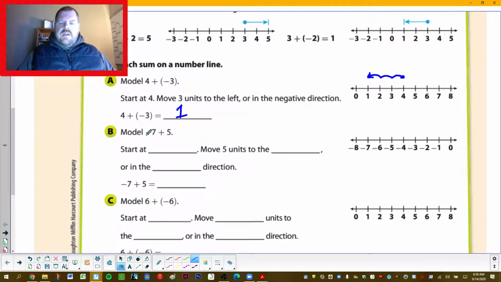If I want to look at negative 7 plus 5, I would do the same thing as before. I would start at negative 7, and I would move 5 units. Since positives are to the right, I'm going to move 5 units to the right, which is the positive direction. So I'm going to start at negative 7, move 5 units to the right, 3, 4, 5, and I end at negative 2. So my answer would be negative 2.